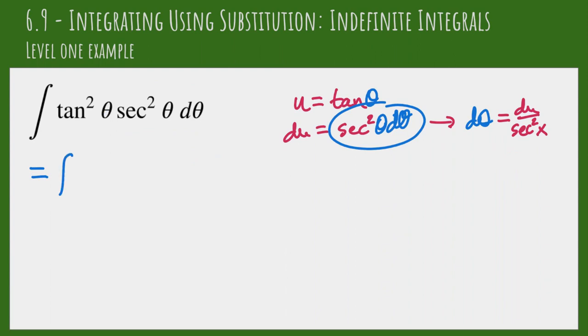So making the substitution, tangent squared is going to be u squared because u is just tangent. The secant squared I'm going to keep there. D theta is going to become du over secant.